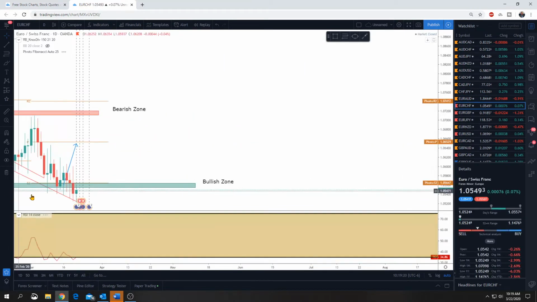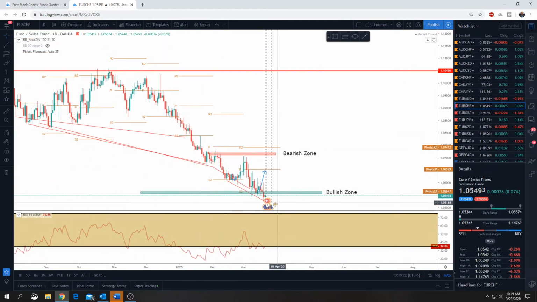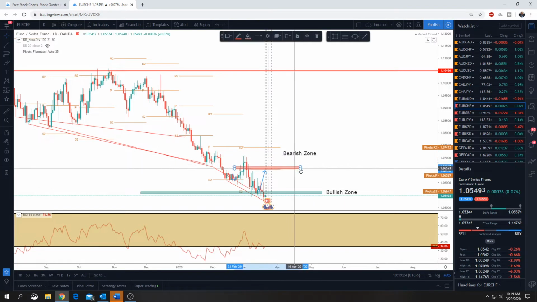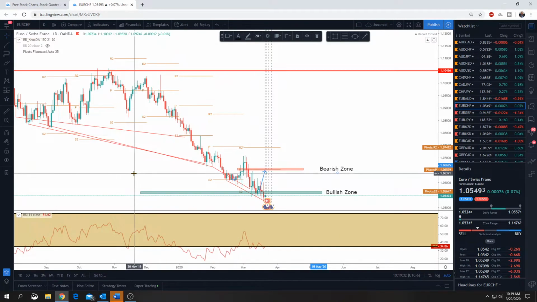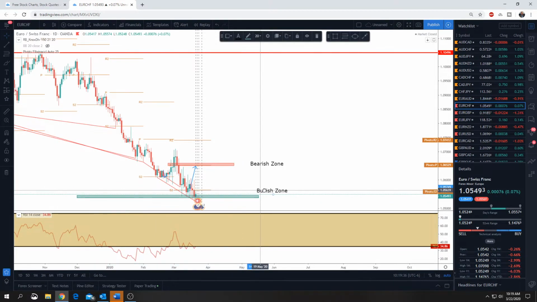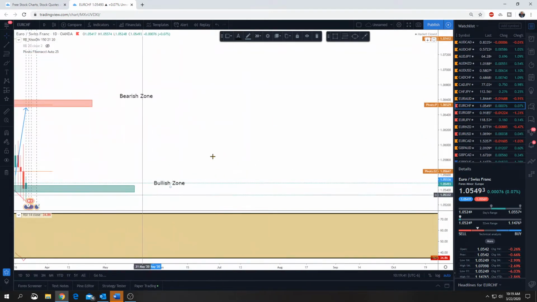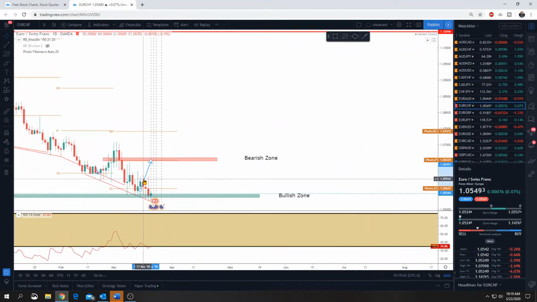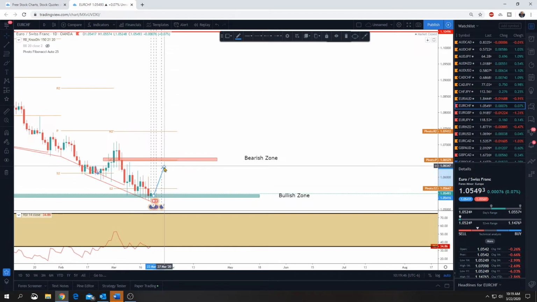All right, Euro Swiss franc, lots of divergence. I think if we get a price back up to this pivot, I would get bearish. And let's bring our bullish zone a little bit further down. I think we might get this move. Maybe not as high. Maybe test these highs, and then we will get a continuation.